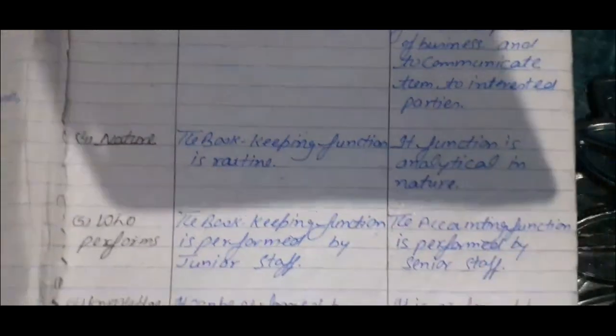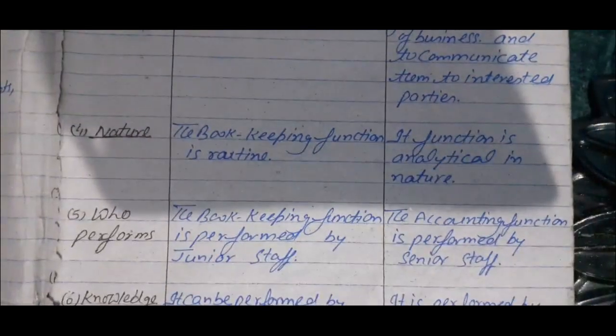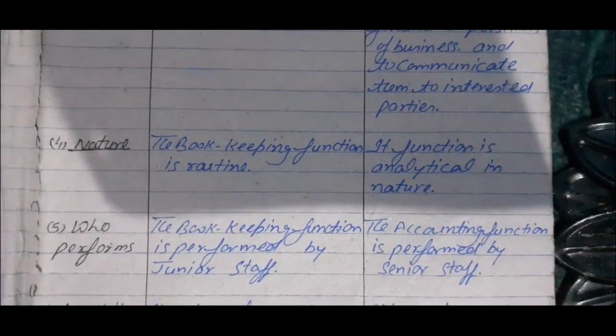Next, fourth is nature. Bookkeeping function is routine. So bookkeeping records we maintain on a daily basis. So this is a routine. And accounting function is analytical in nature. So after the bookkeeping, after the record, we have to classify, summarize and analyze.